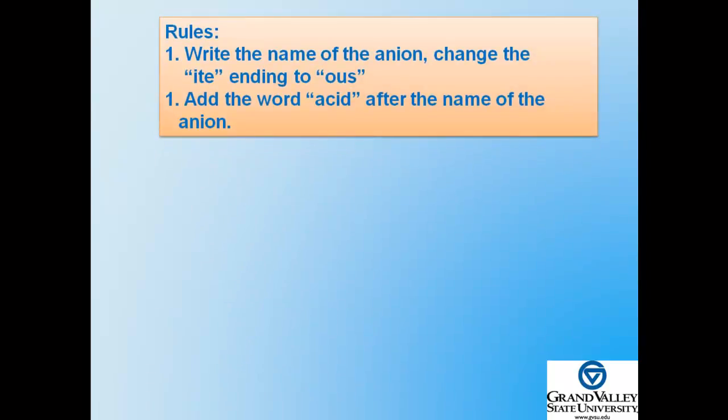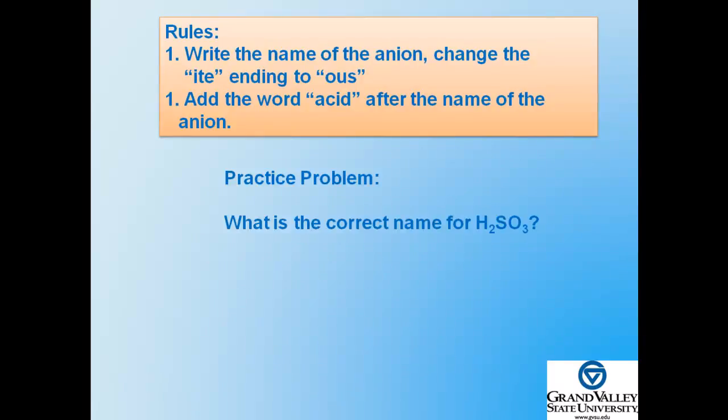If an oxyacid appears to contain a polyatomic ion ending in "ite," we name it in much the same way, but instead change the "ite" suffix to "ous" and then add the word acid after the name of the anion. Try this problem for practice. What is the correct name for H2SO3?